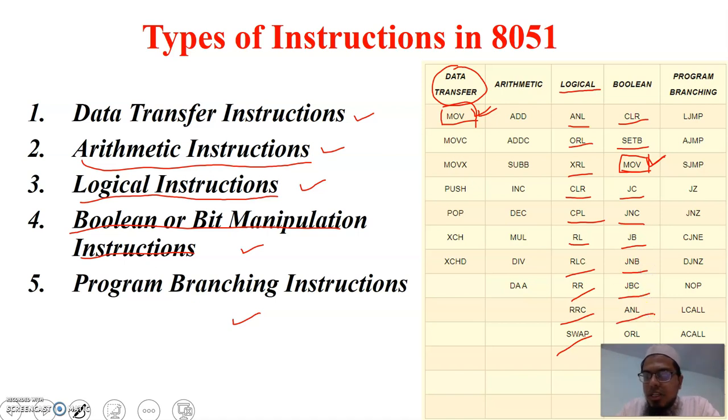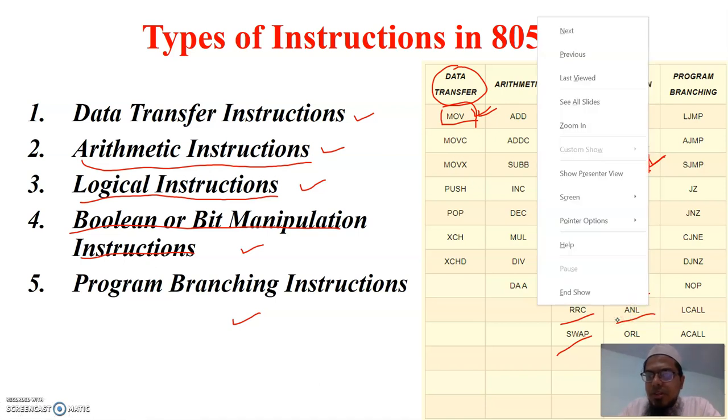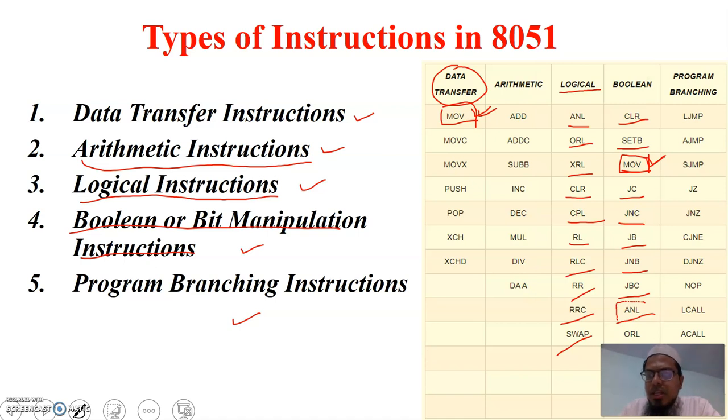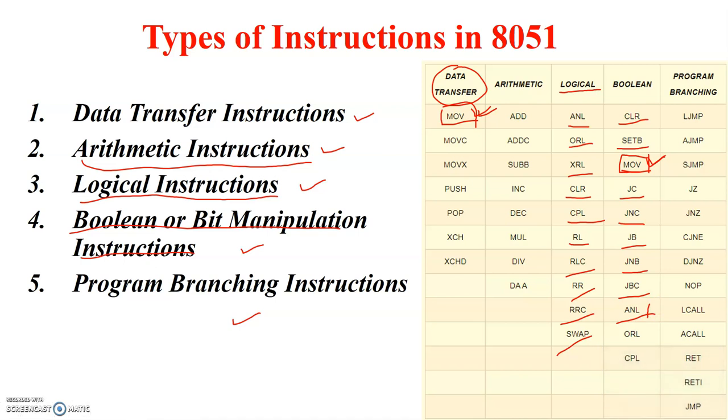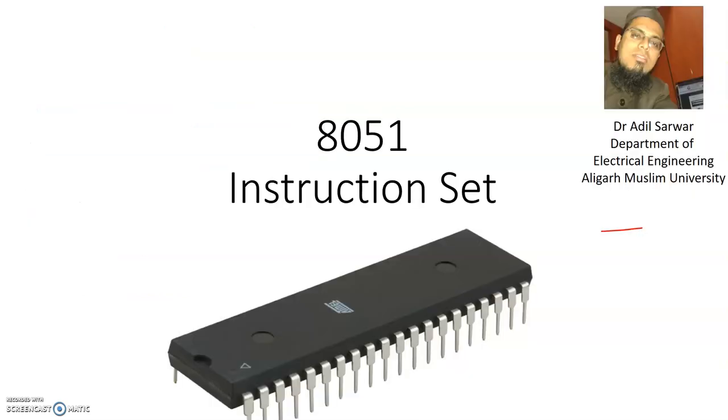So again you could see here ANL, logical AND is here, and logical OR is there, CPL is there, complement. So these are again bit instructions.